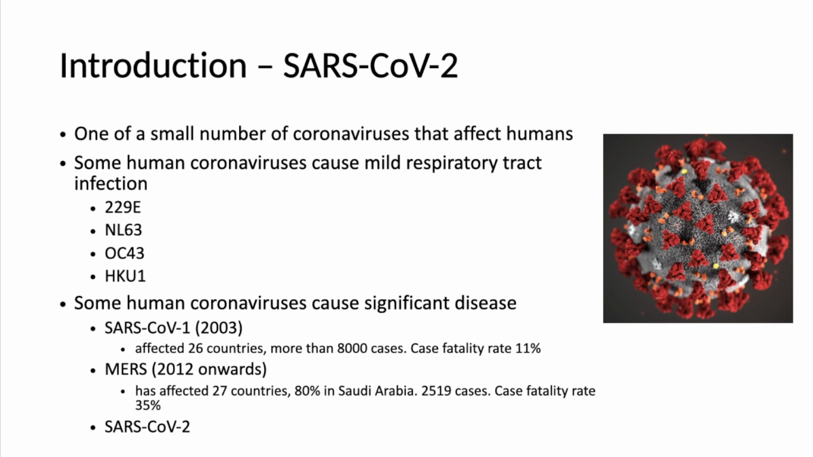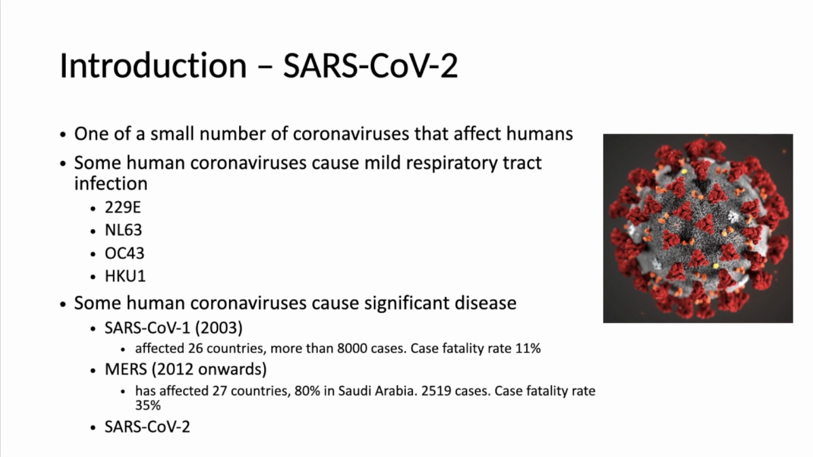So to begin with, SARS-CoV-2 is one of a small number of coronaviruses that are known to affect humans. There are 4 that cause a mild respiratory tract infection, and then a group of human coronaviruses that cause significant disease. The first one of these is SARS-CoV-1, which has been renamed with the 1. This was an outbreak that started in 2002/3. This affected 26 countries worldwide, and there were more than 8,000 cases, and the case fatality rate was high, it was about 11%.